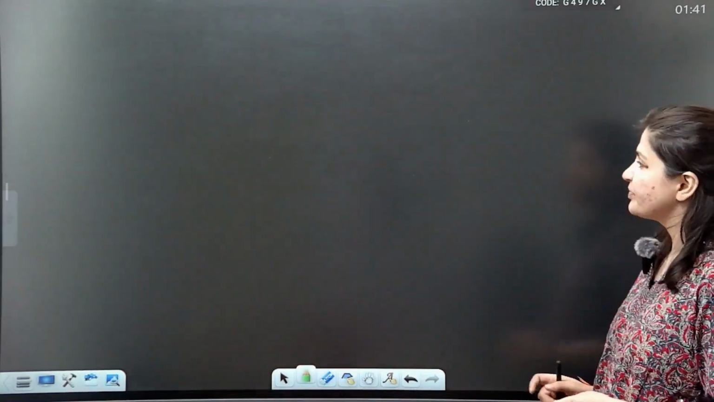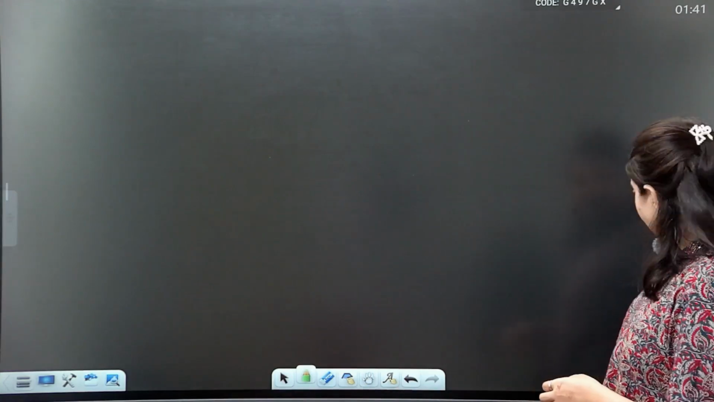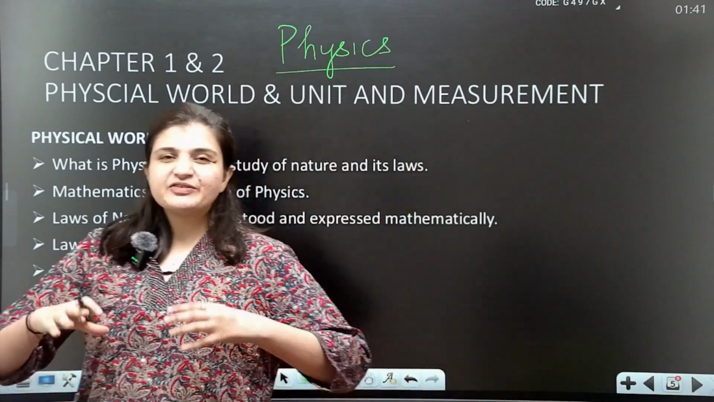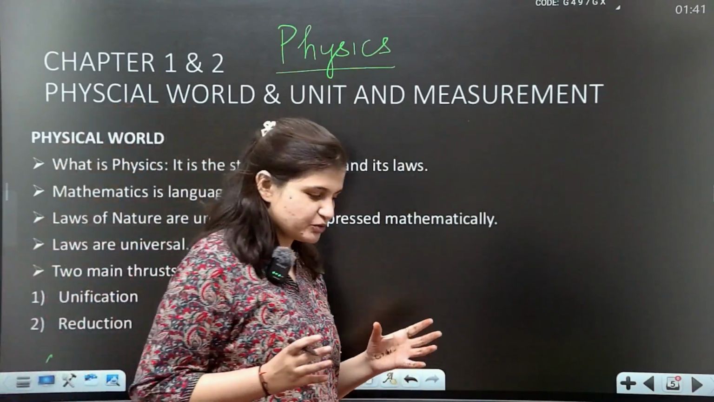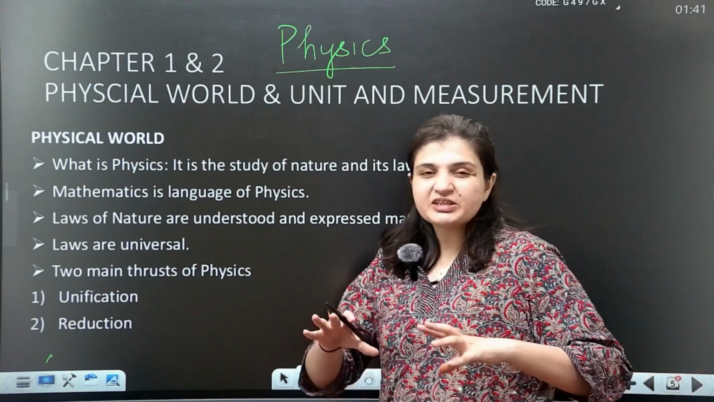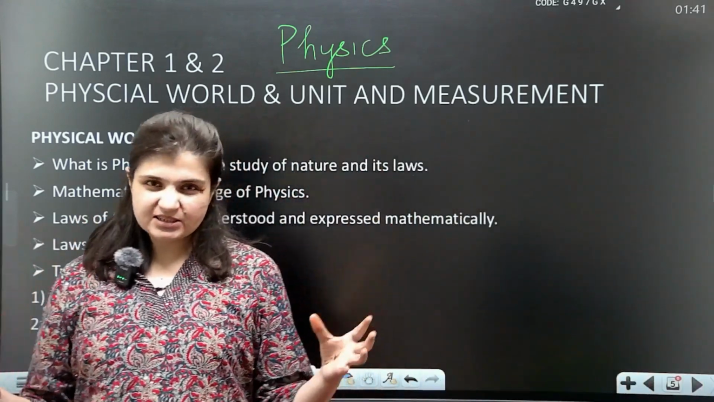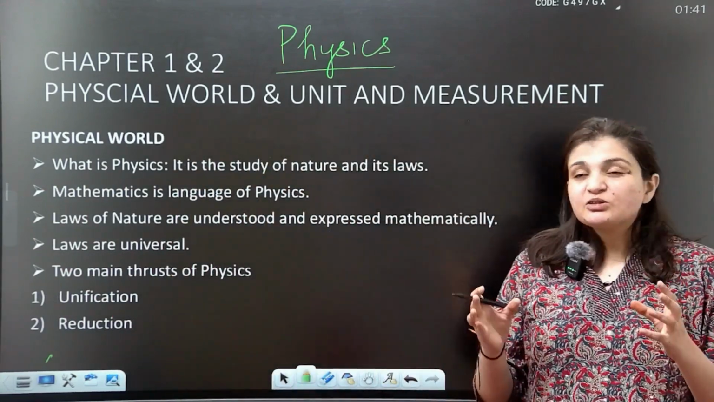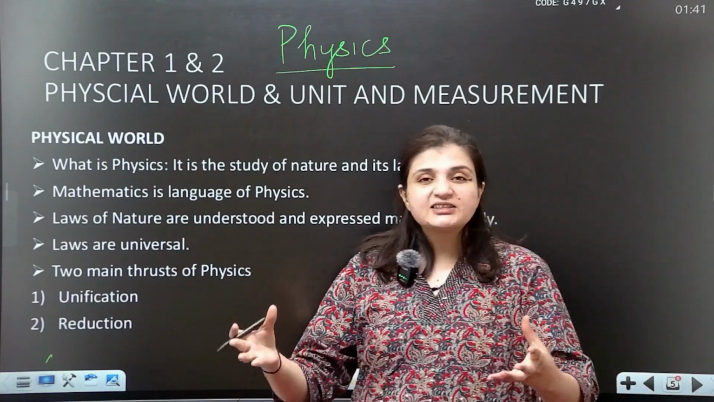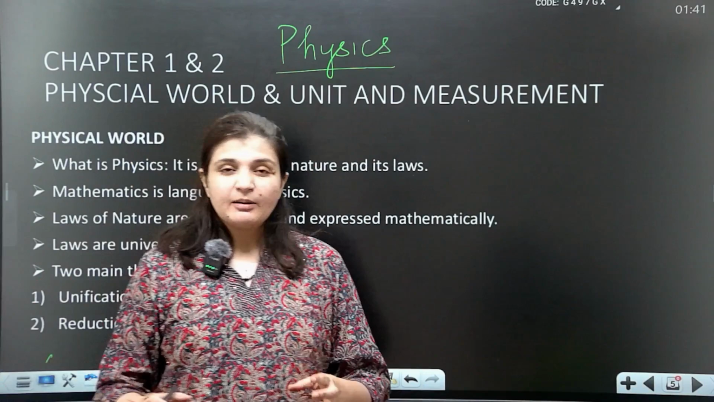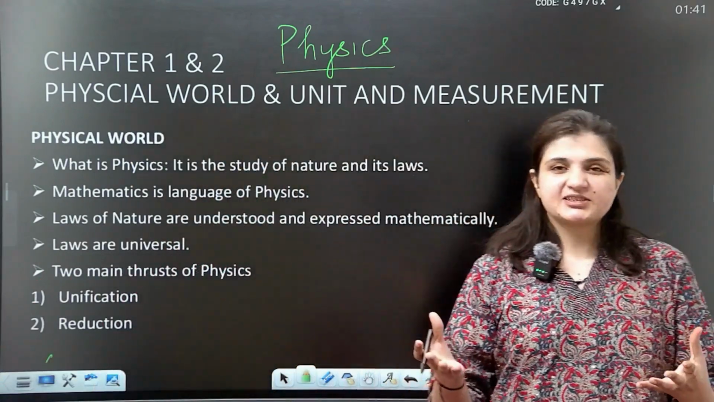In today's lecture, we are going to study our first topic, that is physical world, units and measurement. Now, if we talk about physics, many students are afraid of it because physics is a very tricky subject, but you don't have to worry about it. First of all, what do you understand? We always say that physics is a branch of science, but what is the meaning of physics?